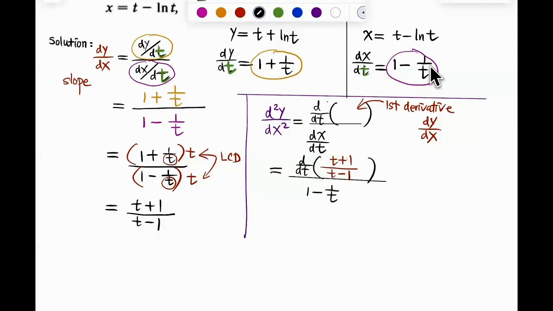Now, to differentiate this, what kind of differentiation rule do we need to use? Quotient rule. Okay? Go ahead, do the quotient rule. Tell me what you get. That'll be fun, right? So we use the quotient rule. Tell me what you get. You simplify it, right?